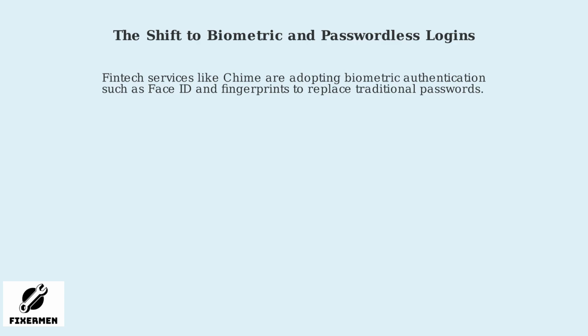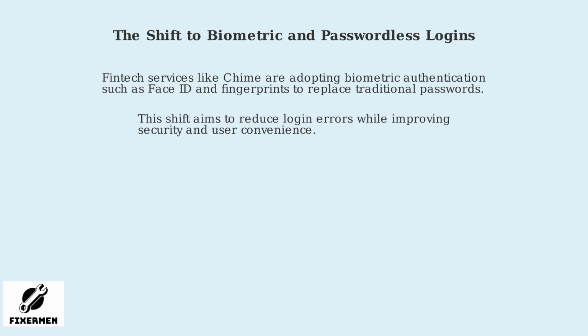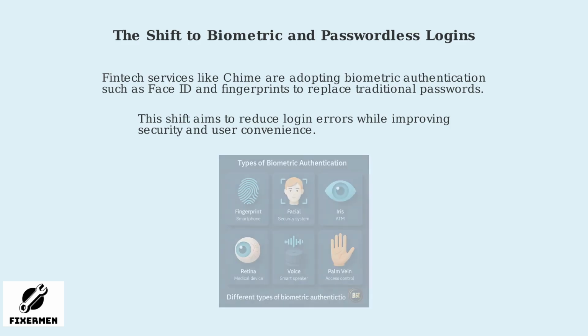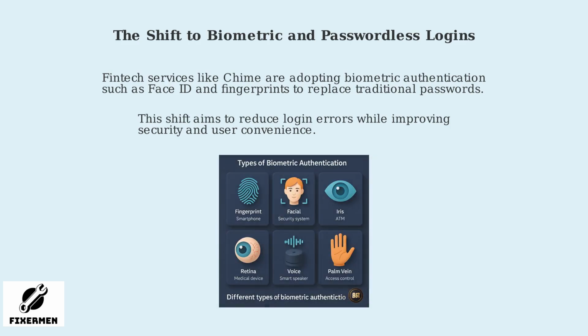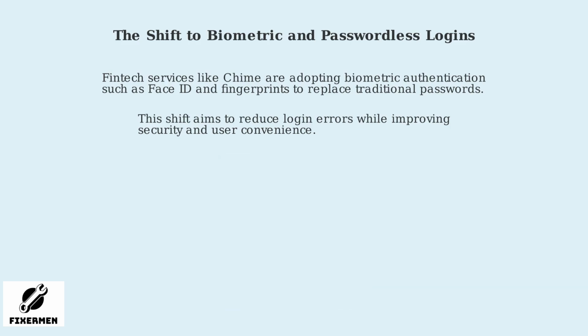Fintech companies are increasingly shifting to biometric and passwordless login methods to solve common authentication issues. This change uses unique physical characteristics like fingerprints and facial features instead of traditional passwords. Biometric authentication offers several advantages. It significantly reduces password-related errors, such as forgotten passwords or expired credentials, while providing enhanced security that's difficult to replicate. There are various types of biometric methods available, including fingerprint scanning, facial recognition, iris scanning, and others. These technologies use unique biological traits for verification.